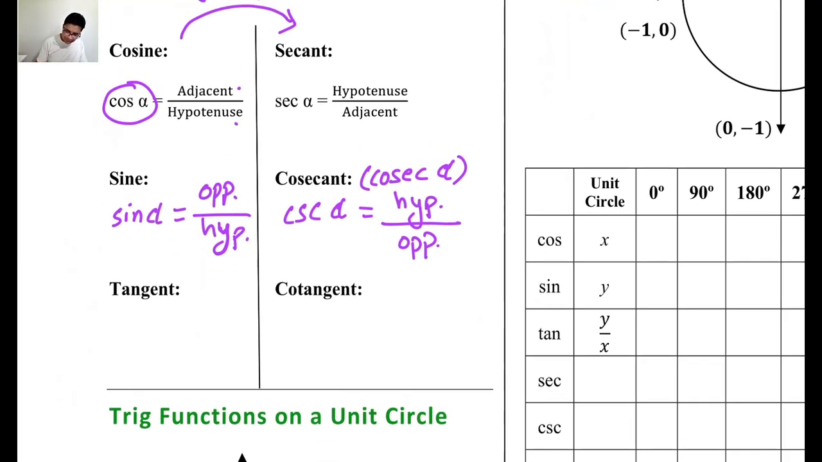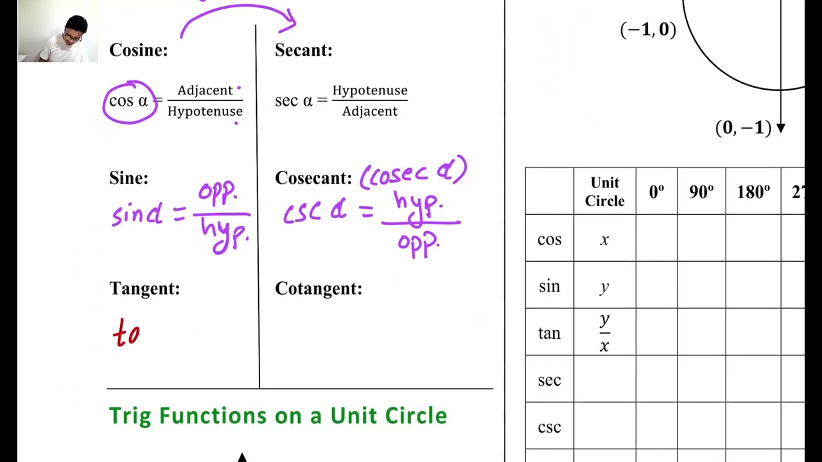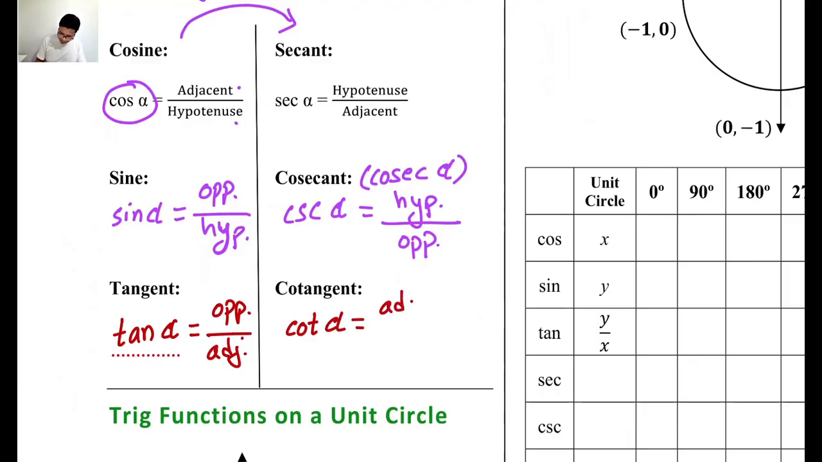Next, in both of them, we have already divided by the hypotenuse. Now we need to think of ratios that do not involve the hypotenuse. The first one here, tangent, in short we write tan alpha, is opposite divided by adjacent. And cotangent, in short we write cot alpha, is the reciprocal, so adjacent divided by the opposite side.